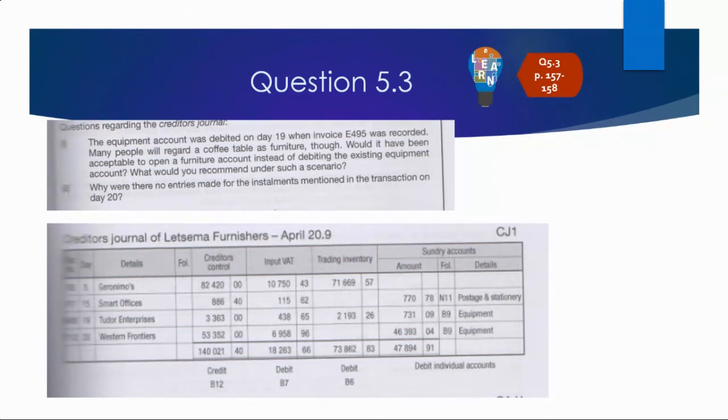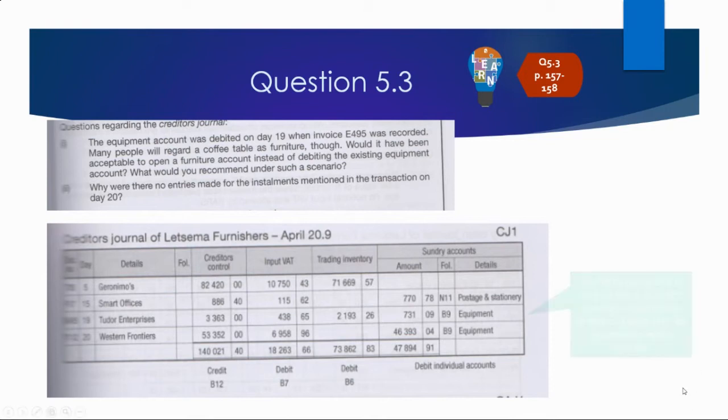Okay. Now the first question is, the equipment account was debited on day 19 when invoice E4495 was recorded. Many people regard a coffee table as furniture though. Would it have been acceptable to open a furniture account instead of debiting the existing equipment account? And what would you recommend under such a scenario?